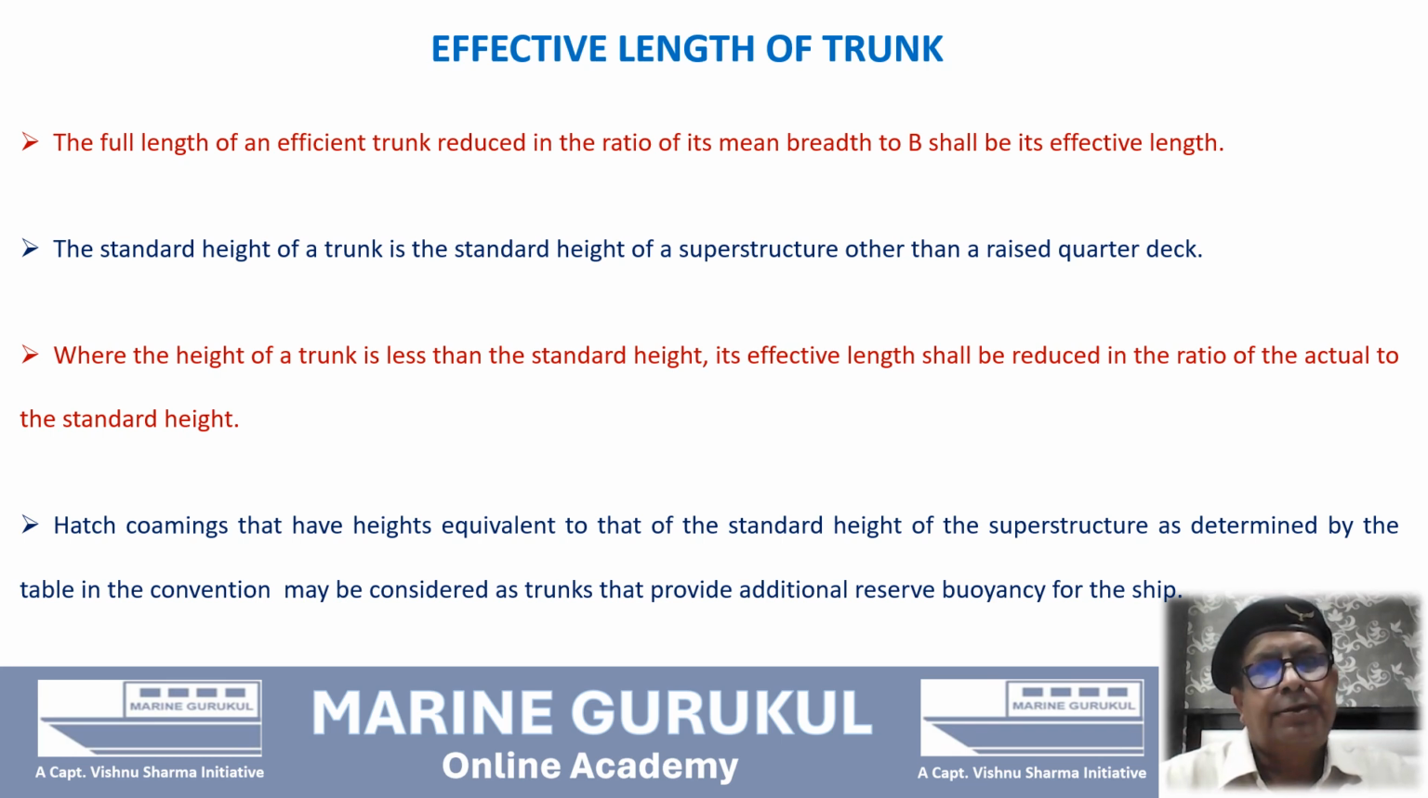Hatch coamings that have heights equivalent to or that of the standard height of the superstructure as determined by the table in the convention may be considered as trunks that provide additional reserve buoyancy to the ship. So hatch coamings, subject to meeting the requirements, could be a good example of a trunk.